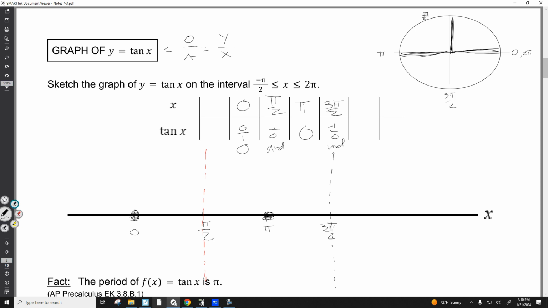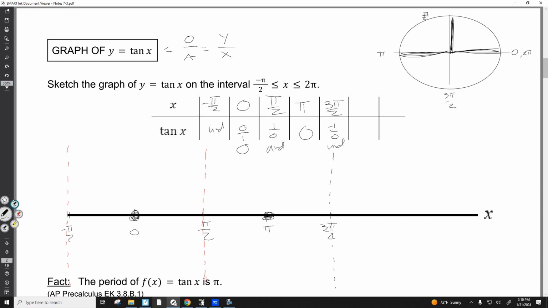Lock it up, cool kids. Okay, what the heck does this graph look like? That's the question. Now, let's fill in some gaps. If we wanted to, we can go back to negative pi over 2, which is coterminal with 3 pi over 2, get another pi. All I know is I got a 0 and a bunch of dotted lines.